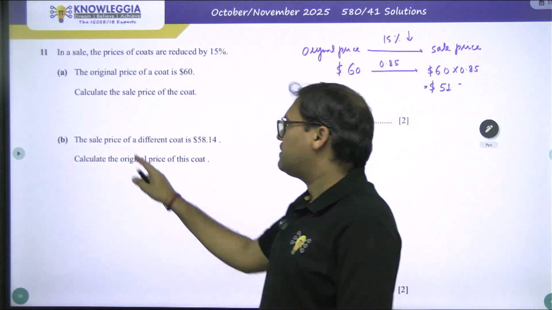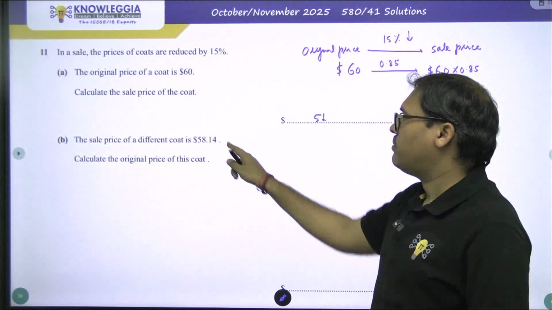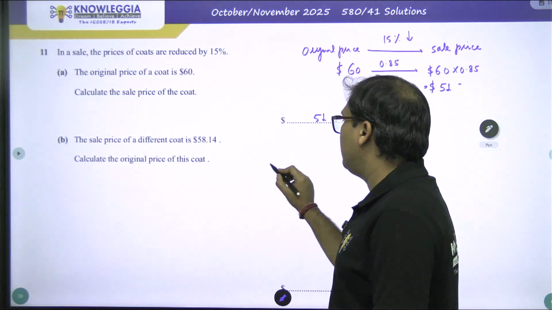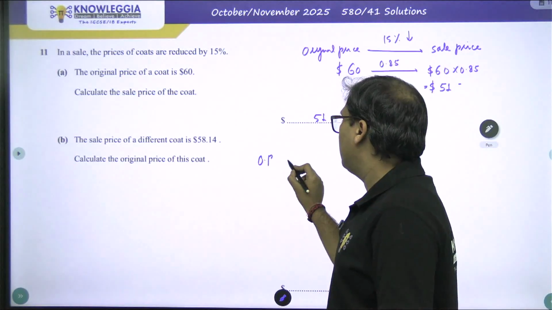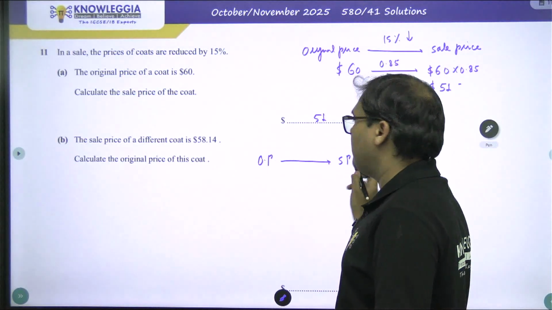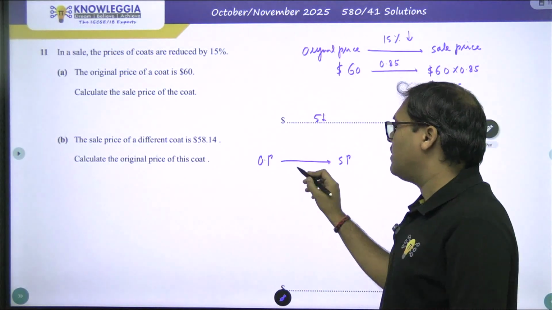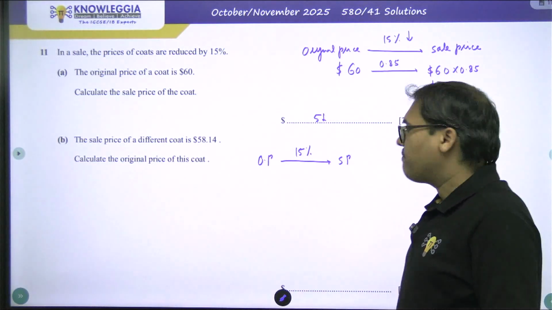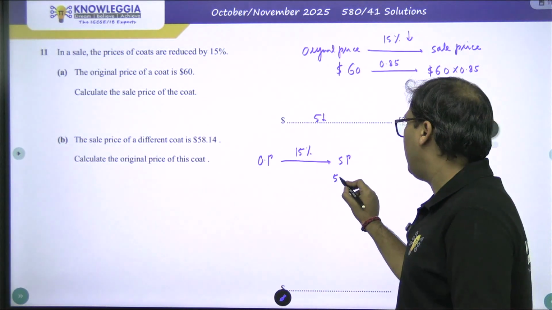Now the sale price of a different coat is $58.14. What is the original price? So this is the sale price. Original price and this is the sale price. Now here the original price has to be found, and this is a 15% reduction. What is the sale price? This is $58.